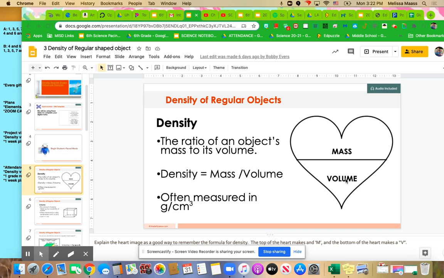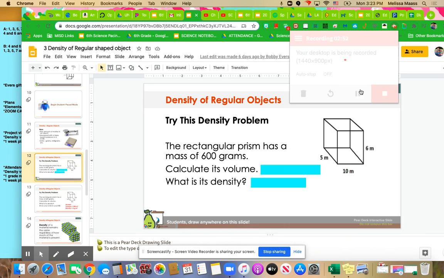More times than not, your answer, remember in science we always have to have a unit of measurement behind our answer, will be in grams for the mass, and per, that's what that line is, per cubic centimeters. And remember, the G was mass and the CM3 was with regards to our volume. So we need to take both mass and volume and put it together because that is essentially density, okay? I'm going to pause the video really quick and pick up in a second.